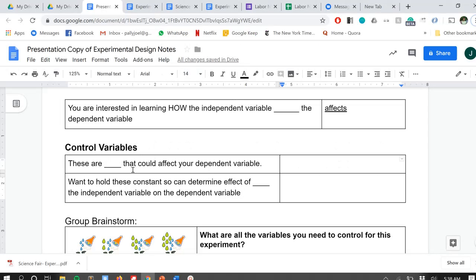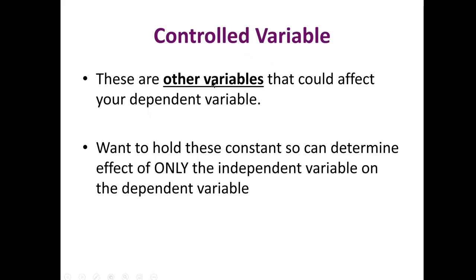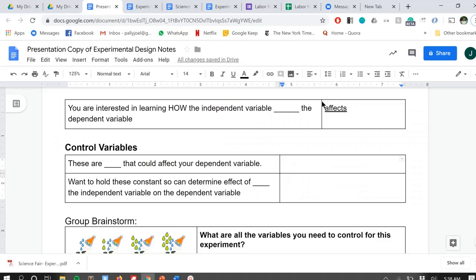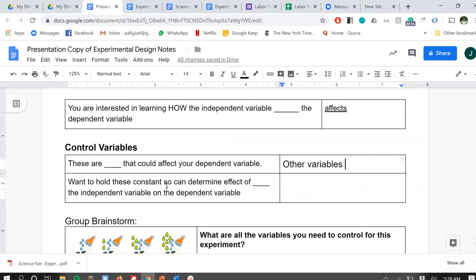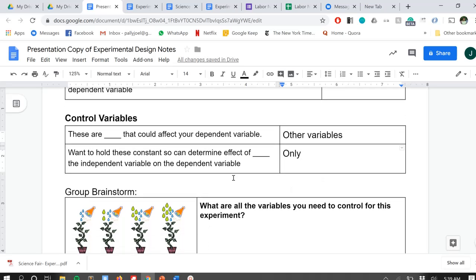The final type of variable is control variables. These are other variables that could affect your dependent variable. And we want to hold these constant so you can determine the effect of only the independent variable on the dependent variable.